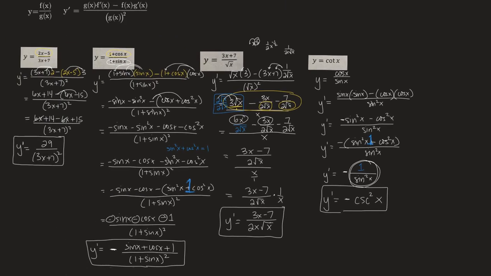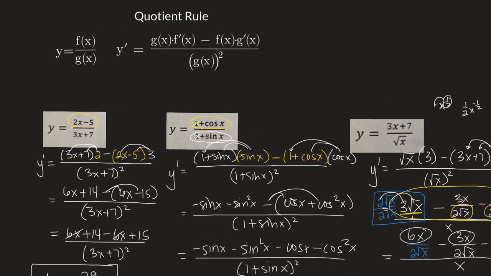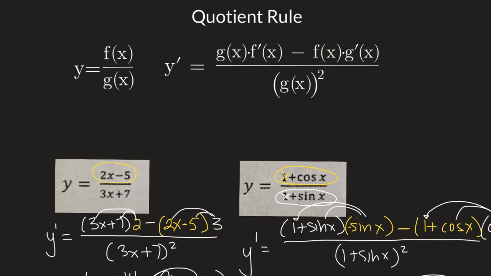Okay, so there's a little bit of practice with our quotient rule. If you have a fraction, the quotient rule is the denominator times the derivative of the numerator minus the numerator times the derivative of the denominator, all divided by the denominator squared.